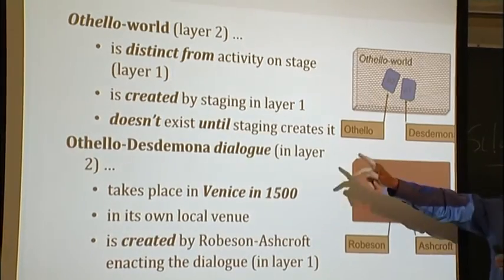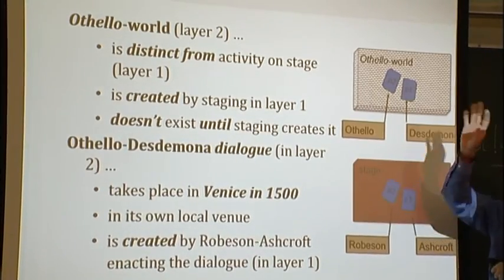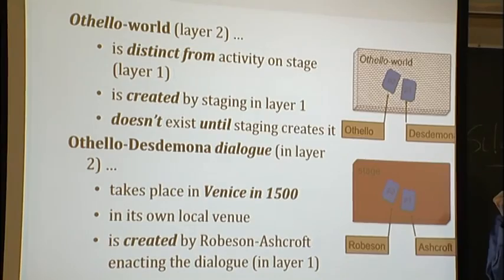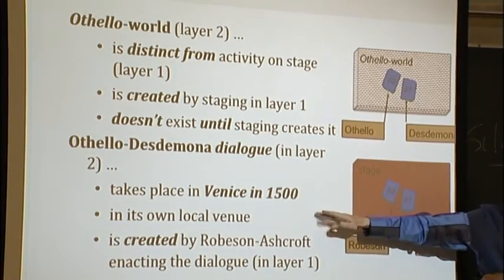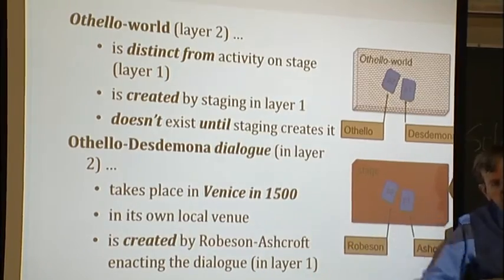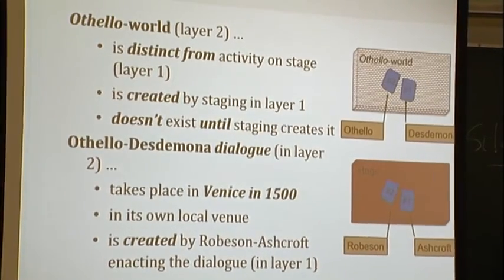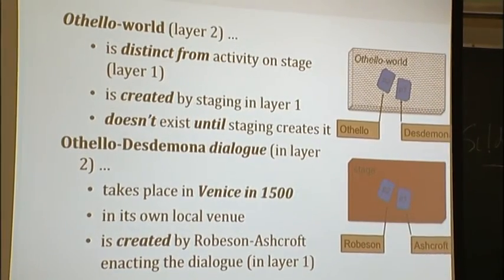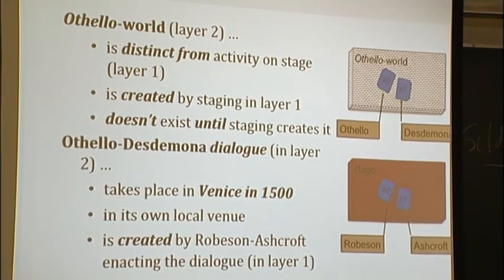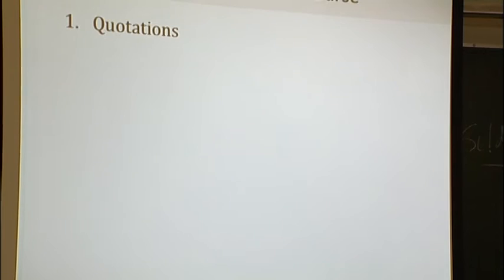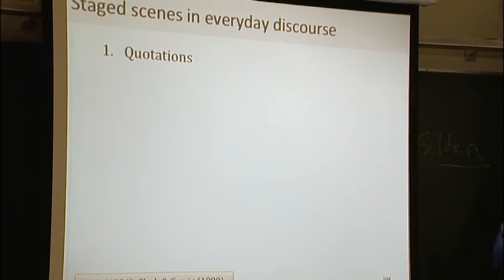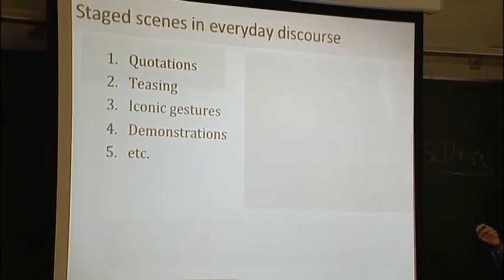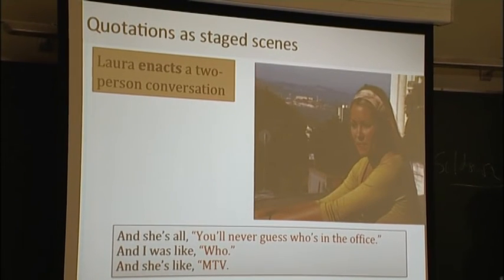So if you think of the dialogue between Desdemona and Othello, the one that I gave you earlier, that dialogue itself is taking place in Venice in the 1500s, and it's in its own local venue. But it's created by these guys on this stage saying their lines from Shakespeare. And that's how that dialogue up there gets created. That's the way depictions work, is the argument. Now, the argument is, of course, this is what accounts for quotations, teasing, iconic gestures, demonstrations, and everything else that I talked about Tuesday.